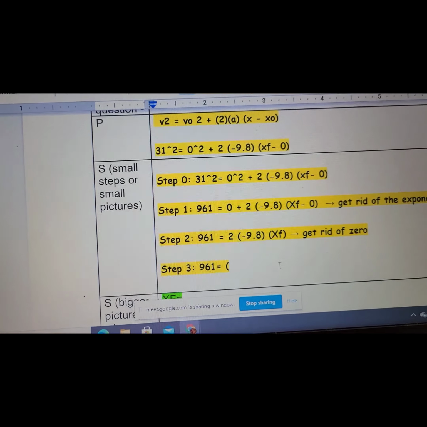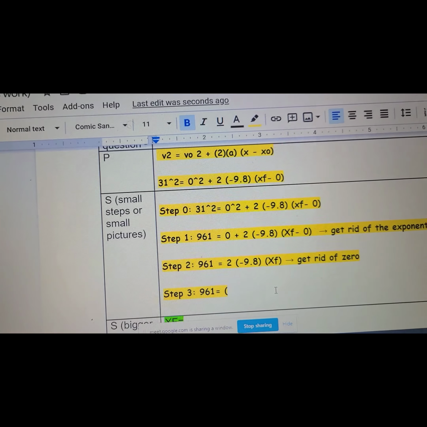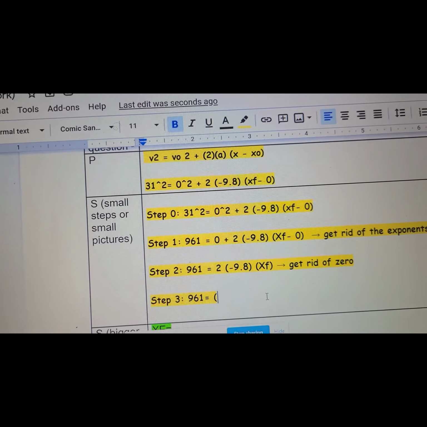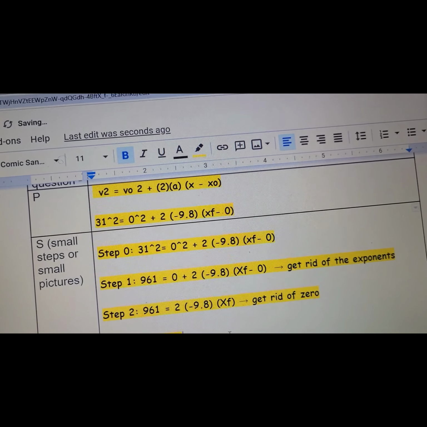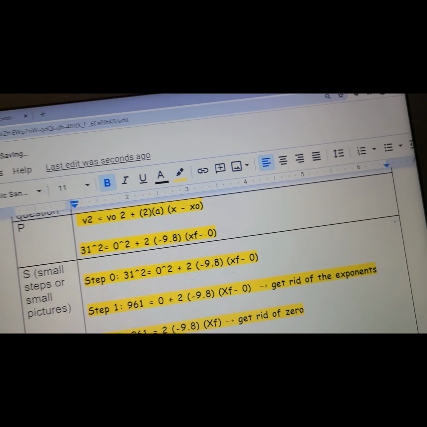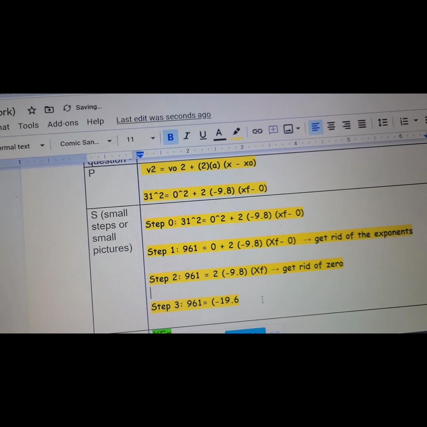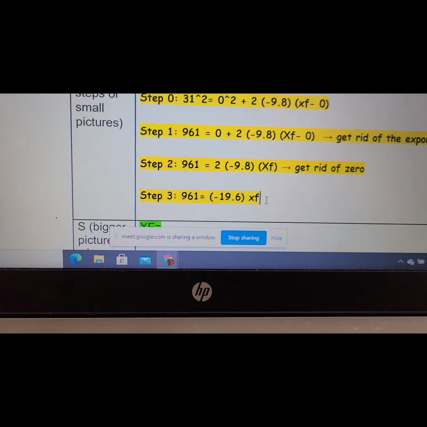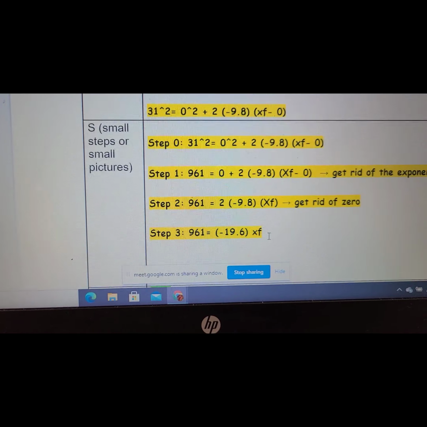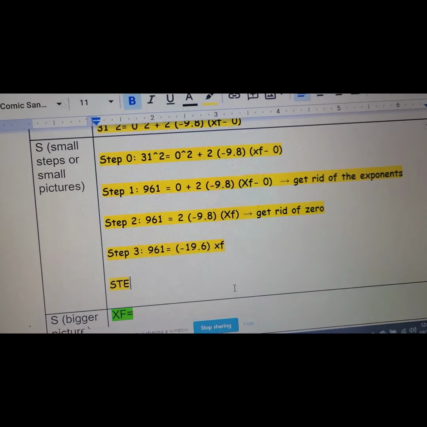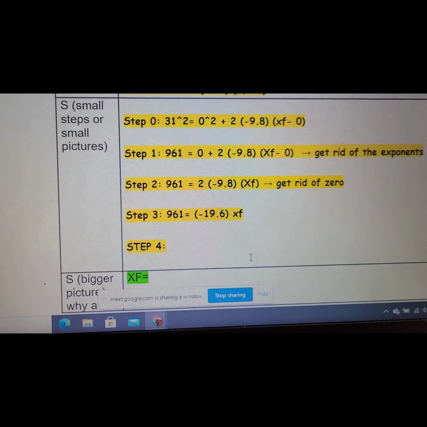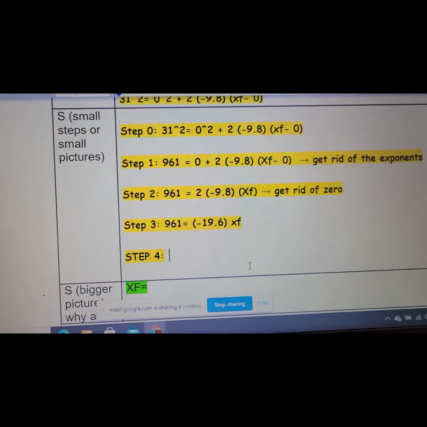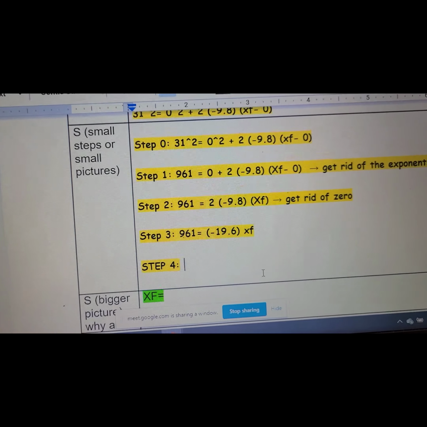What did you get when you multiplied 2 times negative 9.8? What'd you guys get? Negative 19.6. Okay, so y'all agreeing with that? All right. So y'all basically got the same thing. That's good. So negative 19.6, and then xf goes there. So what's my step 4? Look at step 3 to know what's next. Divide. What am I dividing? Divide by negative 19.6 because you want to get xf by itself.